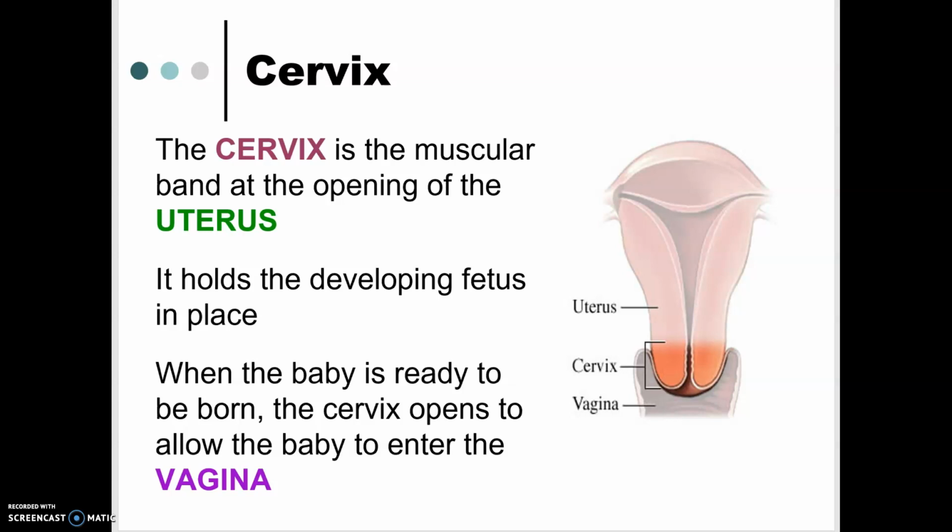And basically, during child development, it'll hold the baby inside the uterus. When the baby is ready to be born, the cervix will relax and open, and that'll allow the baby to move from the uterus into the vagina and, of course, outside the body.